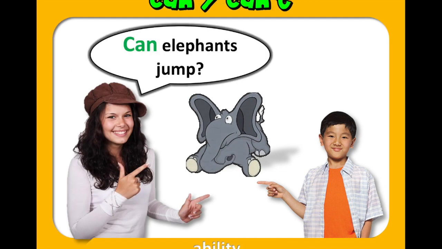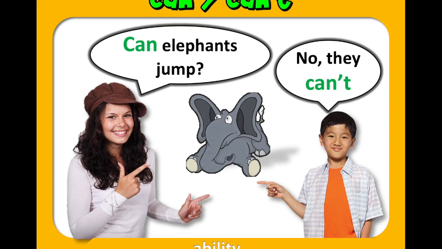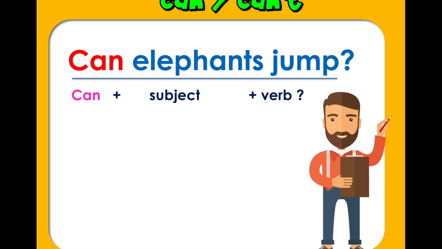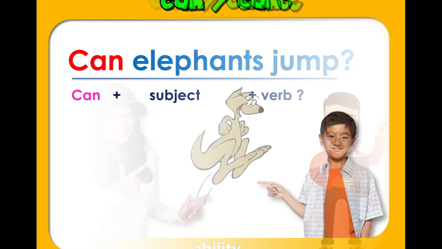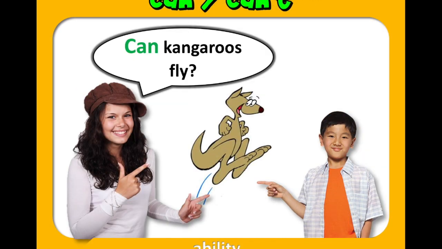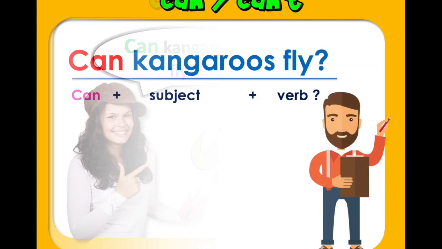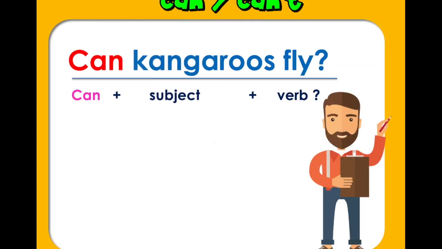Another example. Can elephants jump? No, they can't. This will be the structure. Can goes first, then the subject, elephants, and then the verb, jump. Can elephants jump? Followed by the question mark. How about this example? Can kangaroos fly? No, they can't. Let's take a look at the structure. First, can, then kangaroos, and then the verb fly, followed by the question mark. Can kangaroos fly?